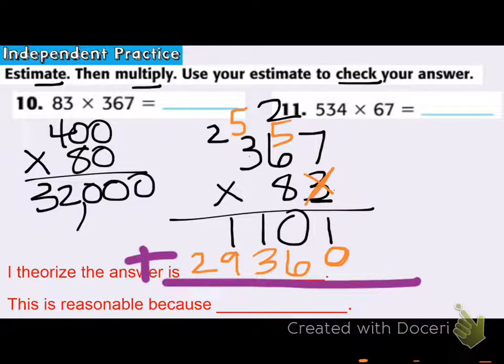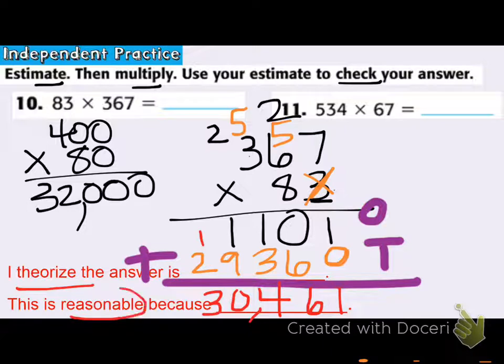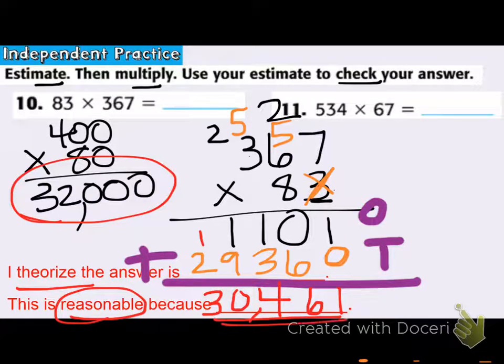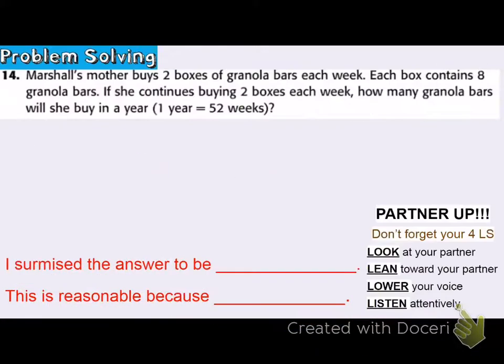So I have my ones place value by multiplying by that single digit 3. I have my tens place by multiplying by 80. I can add those values together. All right, and as I add the values together, I get 30,461. I theorize the answer to be that. I know it's reasonable because 32,000, my estimation, is close to the actual answer, 30,461.